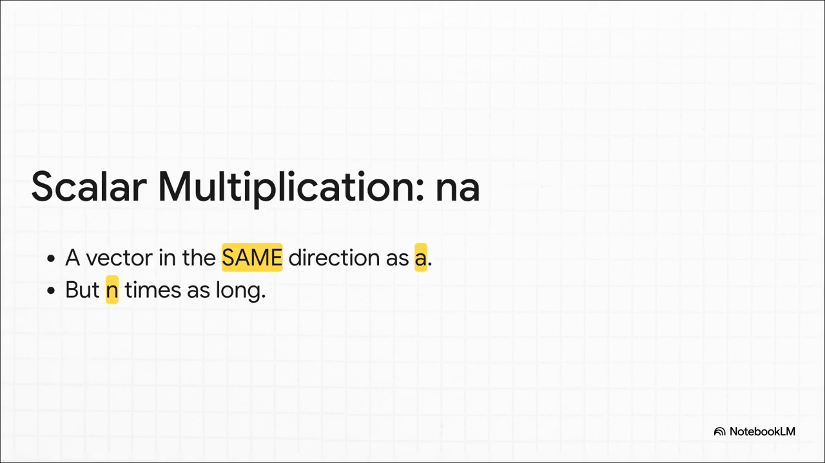The direction doesn't change at all. The new vector, n times A, points in the exact same direction as the original A. The only thing that changes is its length gets scaled up. It's now n times as long. So 3A is just a stretched out version of A, pointing the same way.